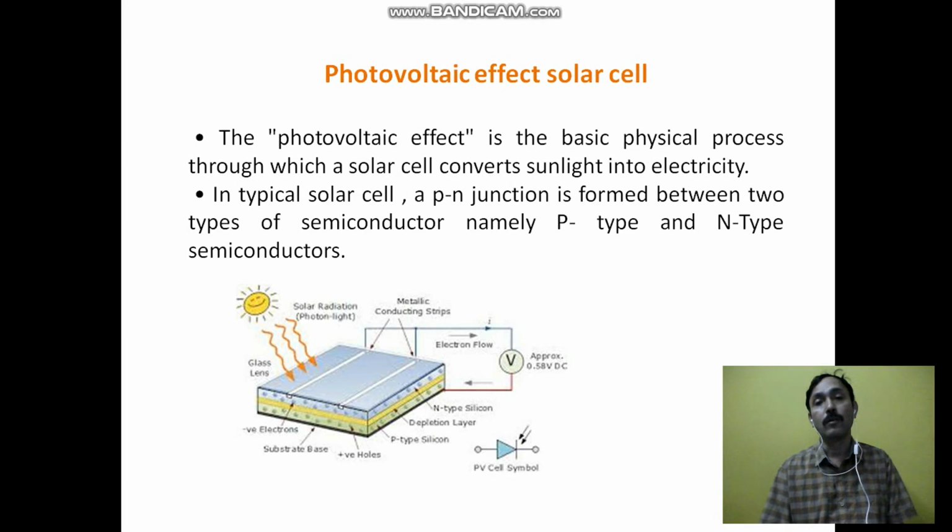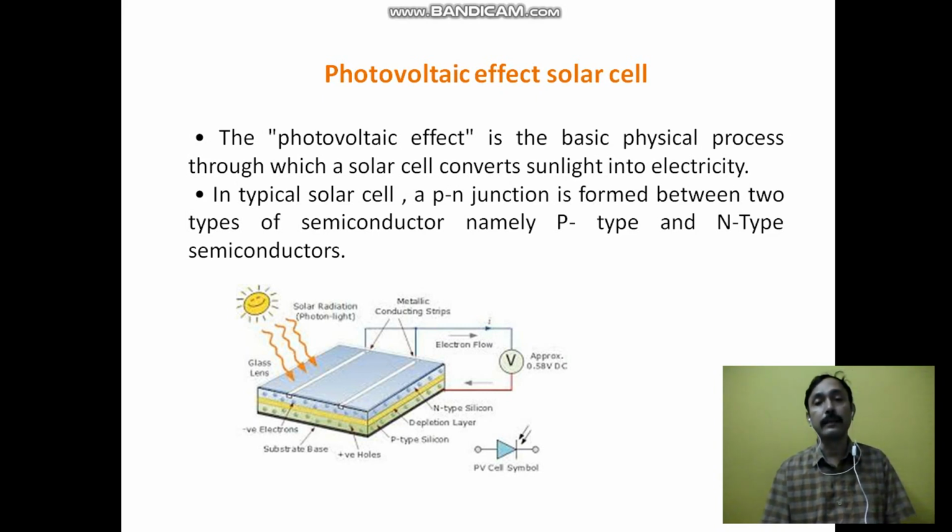Photovoltaic effect, solar cell. The photovoltaic effect is the basic physical process through which a solar cell converts sunlight into electricity. In a different way, we can say a solar photovoltaic cell is a device which converts sunlight into electricity.